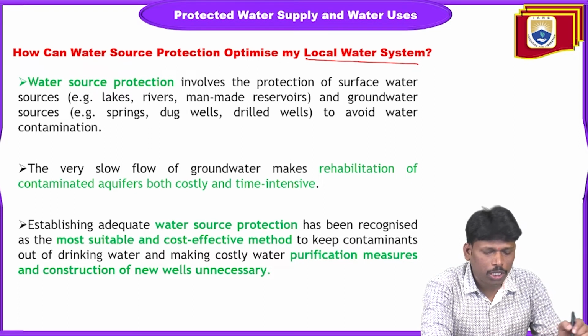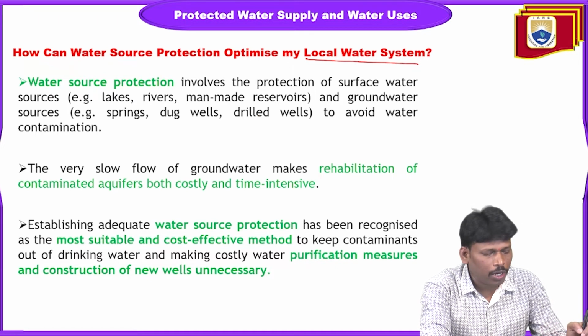It involves the production of surface water. Those are lakes, rivers, and man-made reservoirs. These come under the surface, and groundwater sources like springs, dug wells, and drilled wells. To avoid water contamination is one of the major points we need to consider while protecting the water.